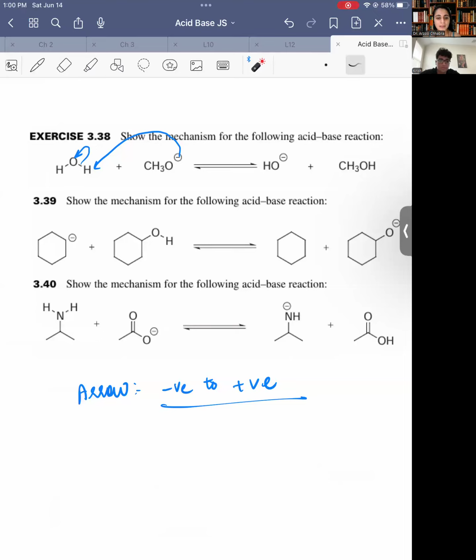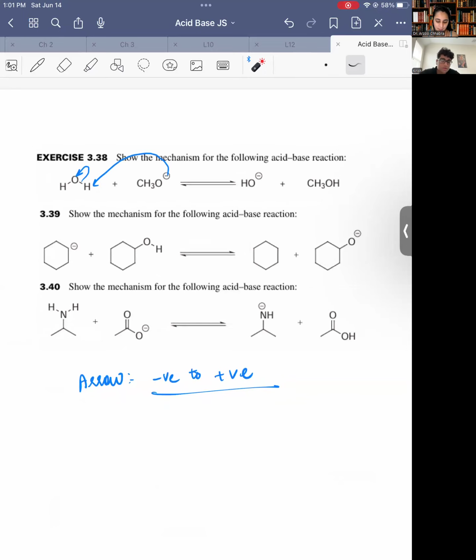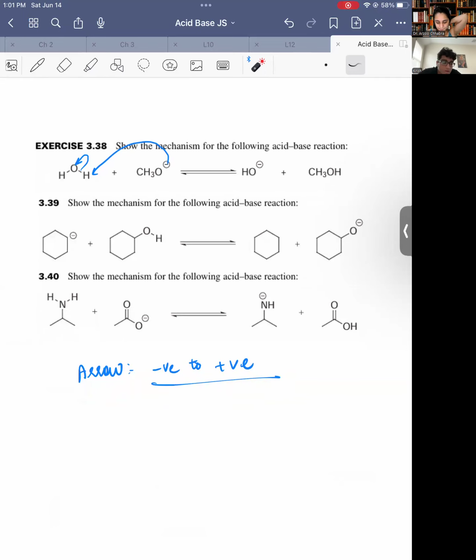Okay. What about this? Let's do this one, number 39. So the lone pair is going to go to the hydrogen, and then the bond between the hydrogen and oxygen is going to go to the oxygen to form a lone pair. Nice. And then you can see the respective change in the structure too, right? The negative charge is ending up on oxygen. This was grabbing the hydrogen. Okay. What about the next one?